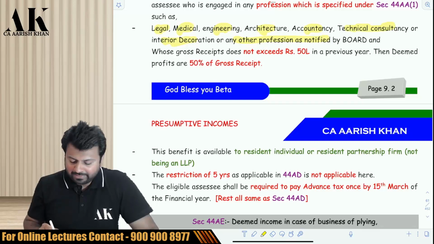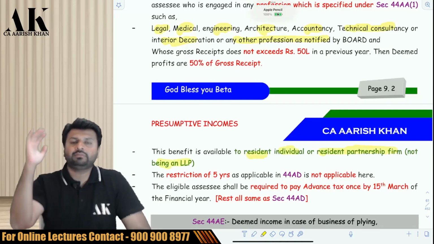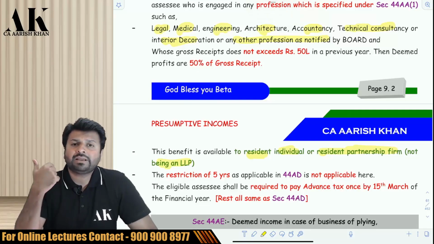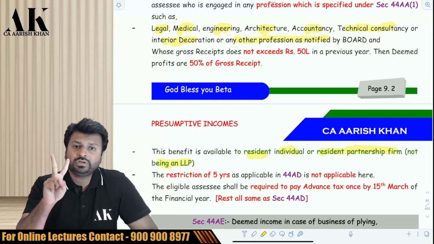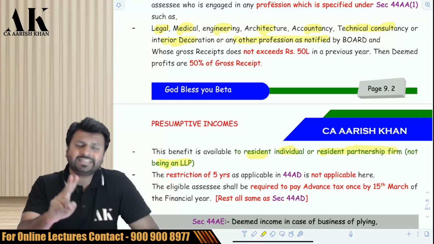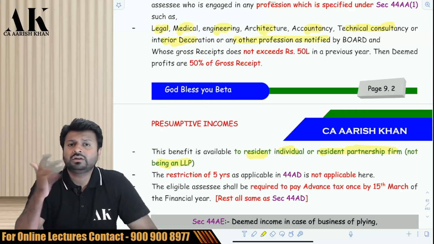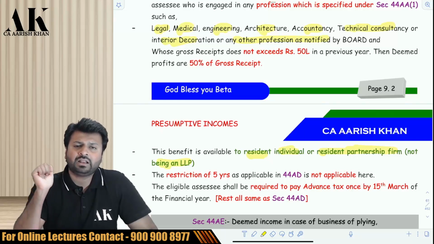It is only applicable to resident individual and resident partnership firm not being an LLP. It is not even applicable to HUF now. Till last year, it was applicable to all resident assessees. But now it is only applicable to resident individual and resident partnership firm, not even LLPs. So only 2 assessees are covered. Firm and resident individual. Not LLP, not HUF, not company, not AOP, BOI, not cooperative society, nothing. Nobody else will be allowed.